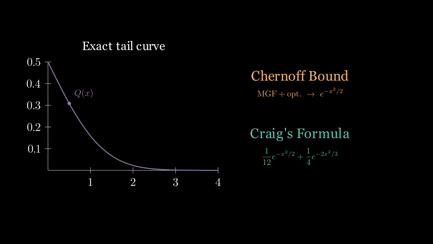Craig's formula takes a different route, rewriting Q of x as a finite integral over a bounded domain and approximating with two evaluation points. Both are exponential in x squared, but Craig's result matches the exact Q function almost perfectly.